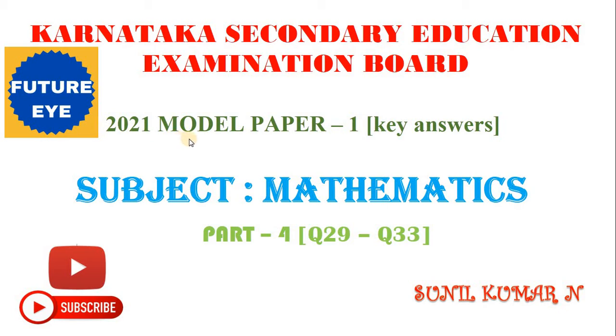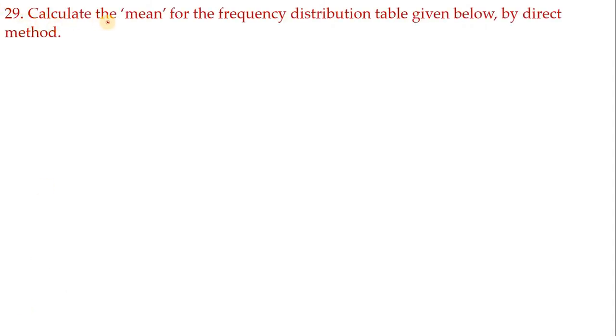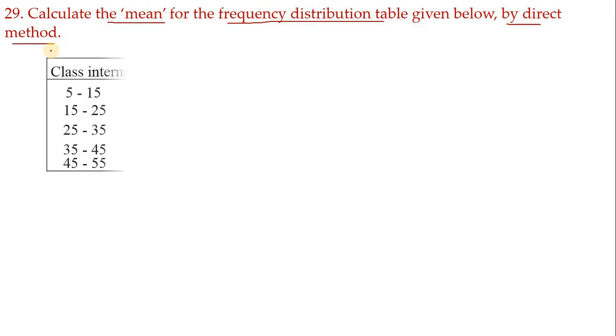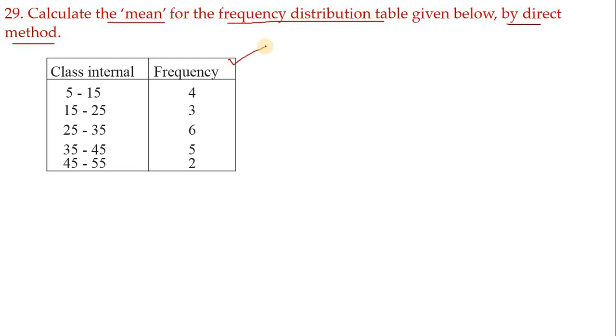In this class, let us continue to solve model paper 1 questions from question number 29 to question number 33. 29th question, calculate the mean for the frequency distribution table given below by direct method. And this is the given table, children. For this table, we have to calculate the mean by direct method. For the upcoming year examination, you will definitely get this kind of problem. Hence, practice this kind of problem very well.